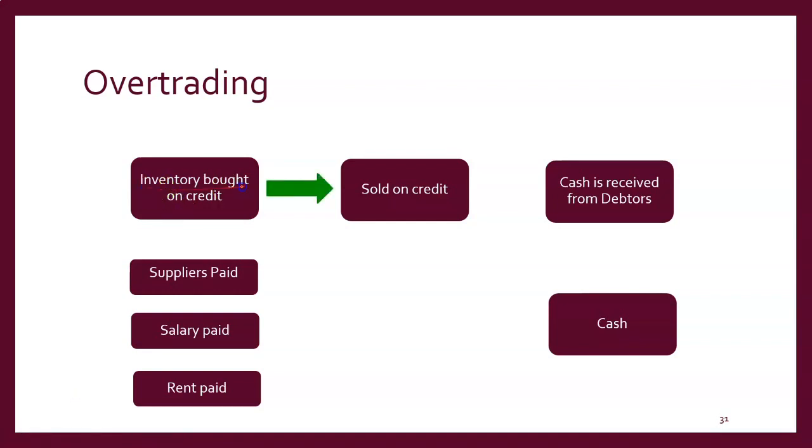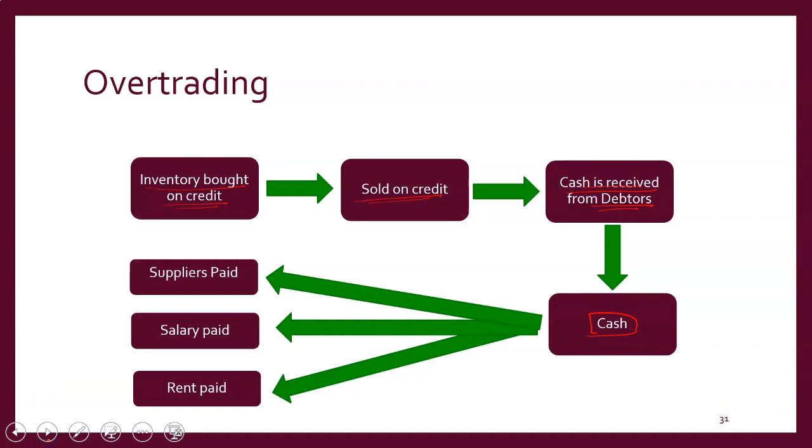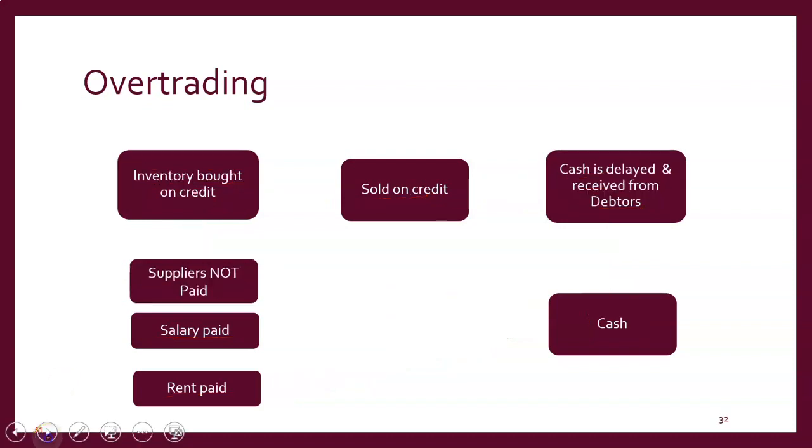See, the inventory for a company is bought on credit from the supplier and it is sold to the customer on credit. So once it is sold on credit, the debtor will pay the company cash after a month or two. Once he has given cash, the company will receive the cash. And this cash is paid to the suppliers, and it's paid as salary and as rent for the company on a month-on-month basis. So again, what happens? The circle continues. This circle keeps on continuing, but there might be problems.